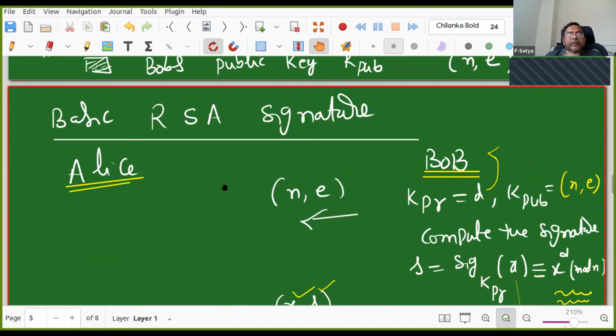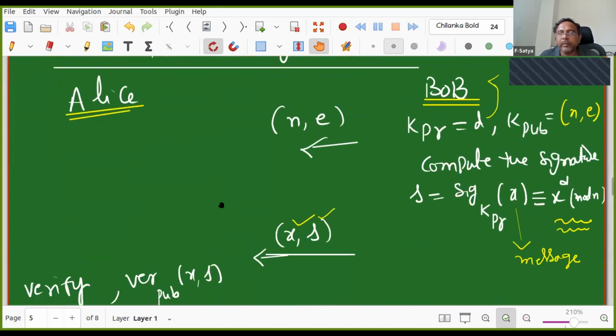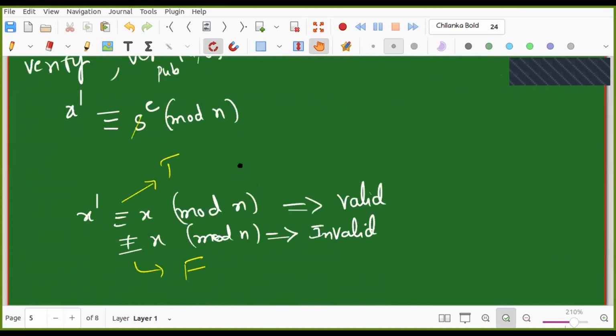Any questions? No, sir, it's clear. It's clear, right? Yeah. So any other person, one more person? Rutuja, is it clear to you? Are you there? Yes, sir. Yeah, it's clear. Okay, good.